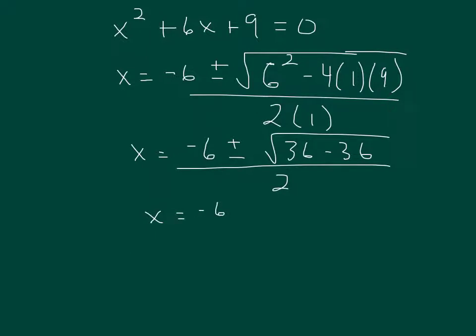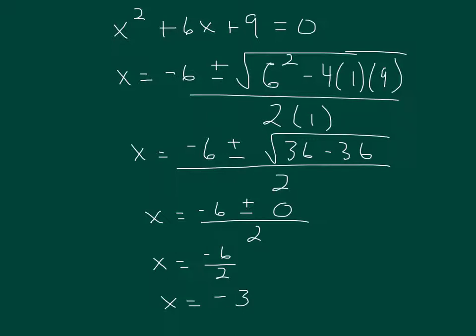x equals negative 6 plus or minus 0. Square root of 0 is 0, right? All over 2. x equals negative 6 over 2. x equals negative 3. Okay?